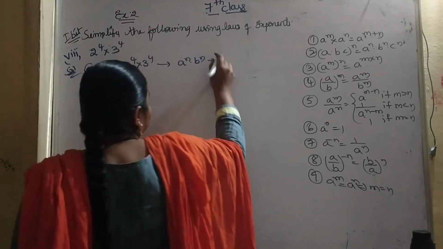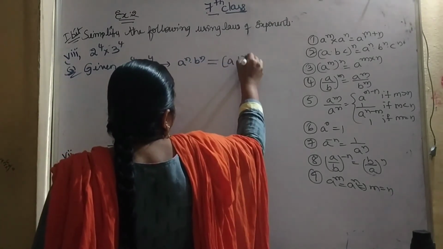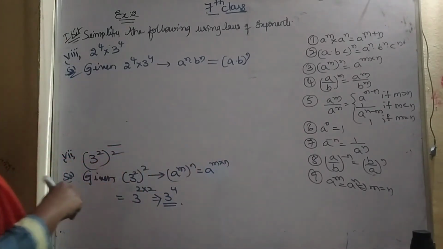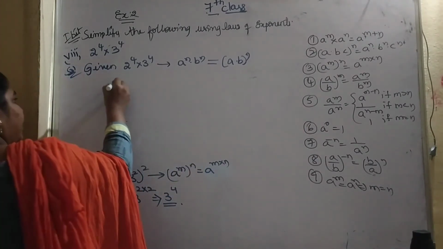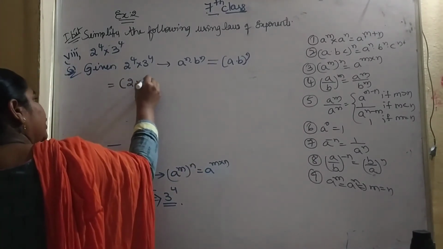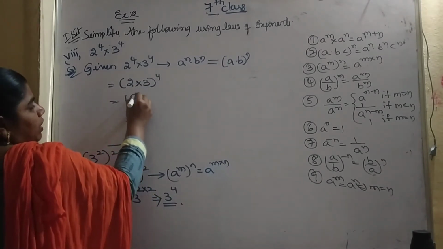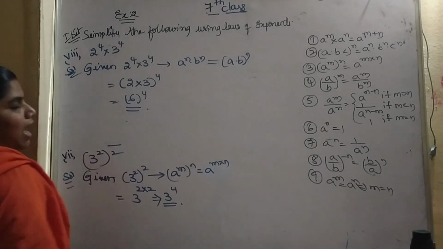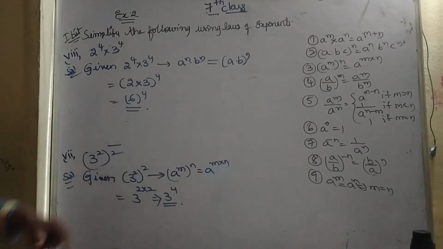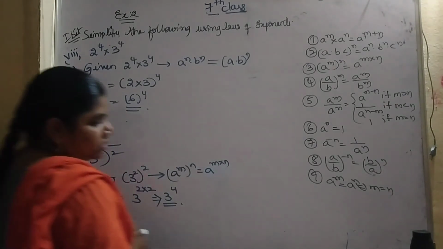So we can write in the form of a into b whole power n. Both powers are the same here, so we can write 2 into 3 whole power 4. 2 threes will be 6 power 4 is our answer. So 6 you can multiply 4 times there. Okay, so this is our 8th.